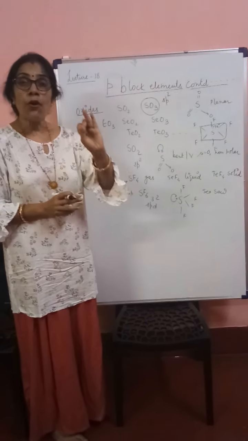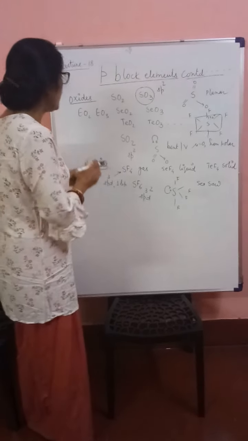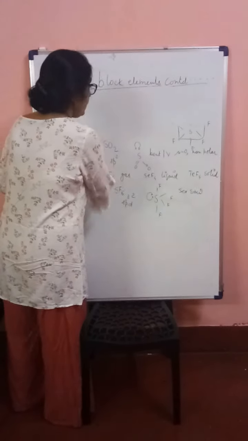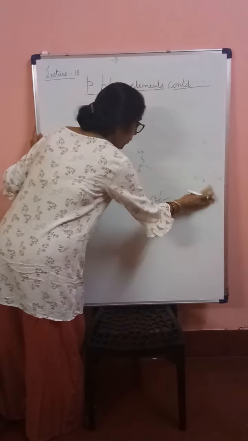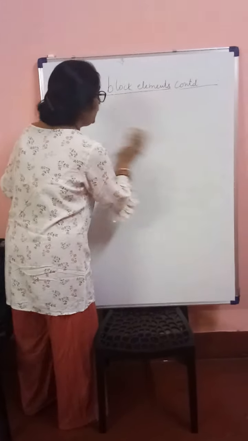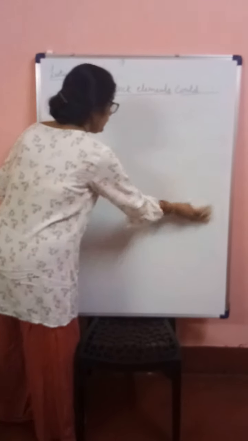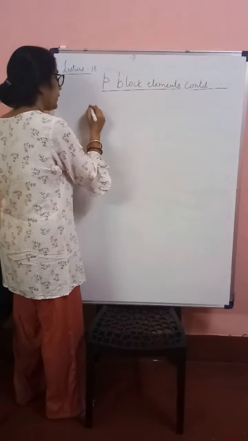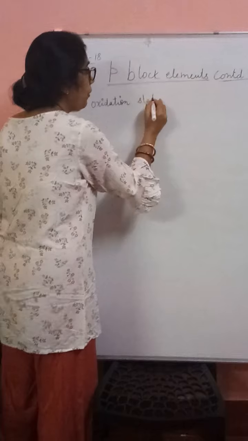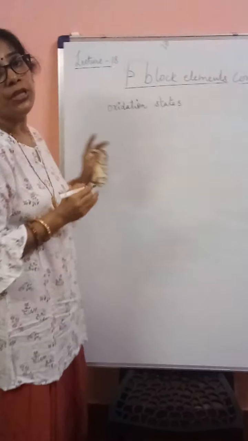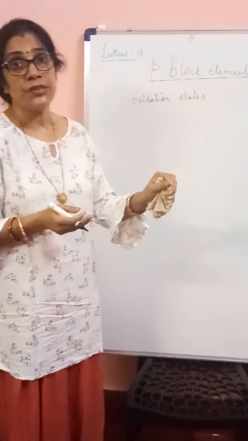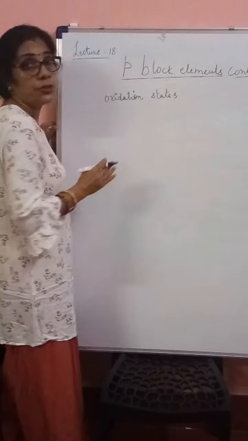So hydrides, oxides and halides. So these are the important compounds of group 16 elements. And before moving ahead, I would like to discuss their oxidation states. Oxidation state is also one of the important properties of any p block elements, or in general you must know what their oxidation state is and under what circumstances it is going to vary.